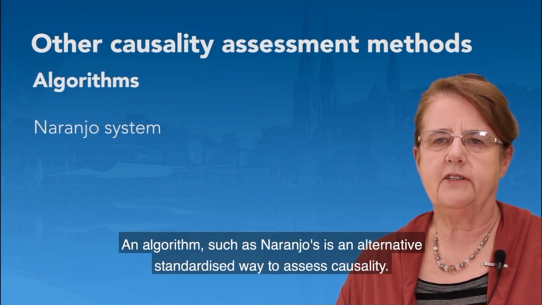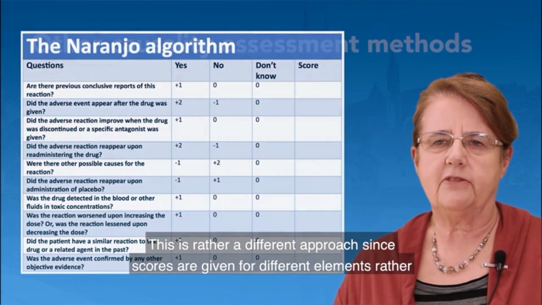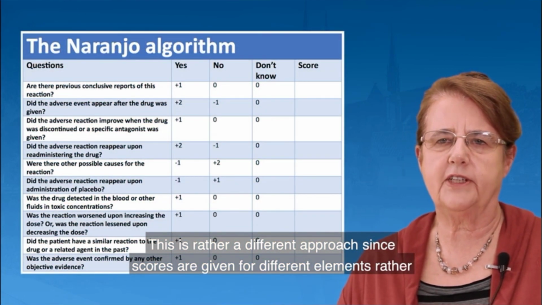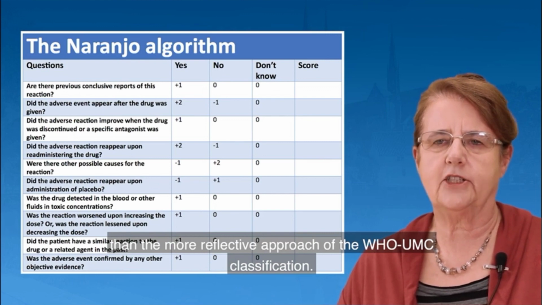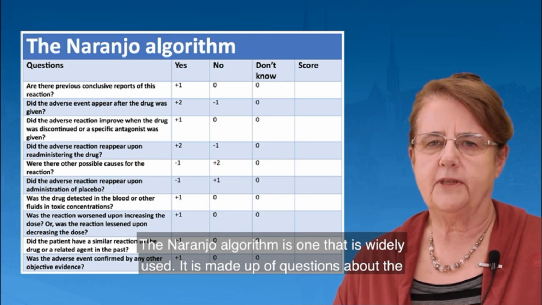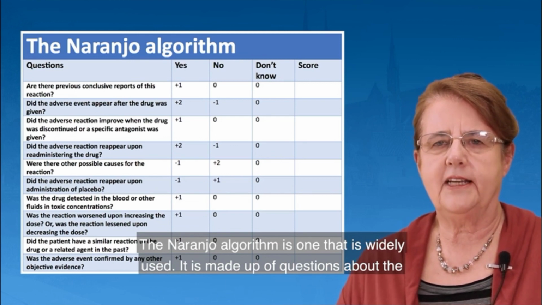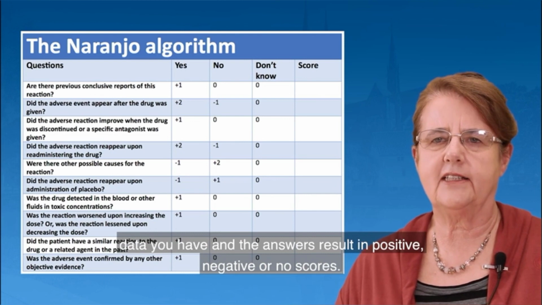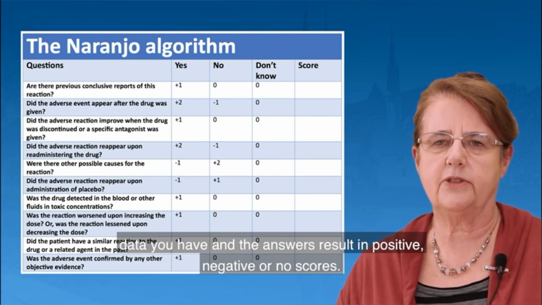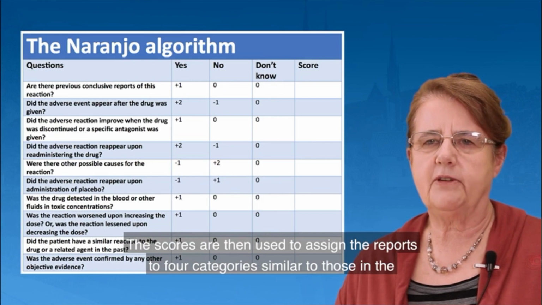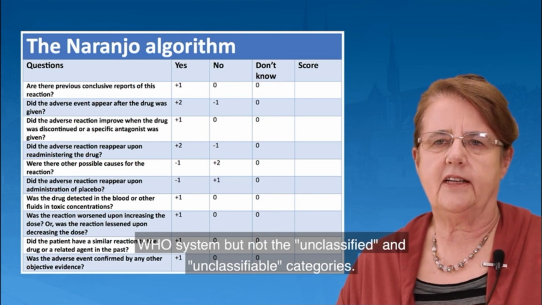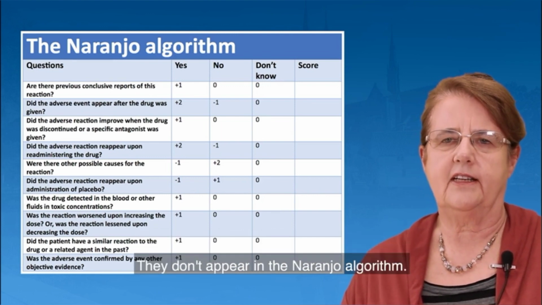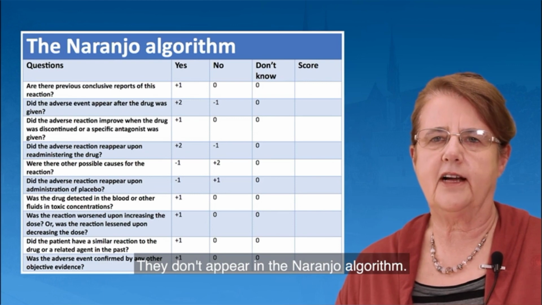An algorithm such as Naranjo's is an alternative standardized way to assess causality. This is rather a different approach since scores are given for different elements rather than the more reflective approach of the WHO-UMC classification. The Naranjo algorithm is one that is widely used. It is made up of questions about the data you have, and the answers result in positive, negative, or no scores. The scores are then used to assign the reports to 4 categories similar to those in the WHO system, but not the unclassified and unclassifiable categories. They don't appear in the Naranjo algorithm.